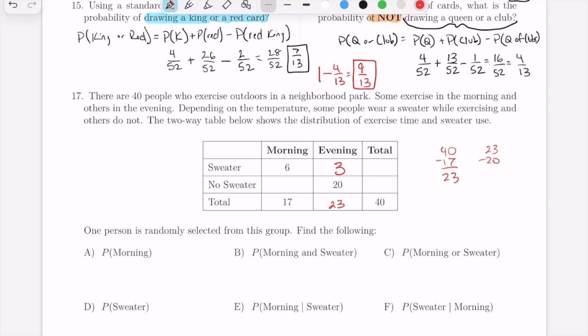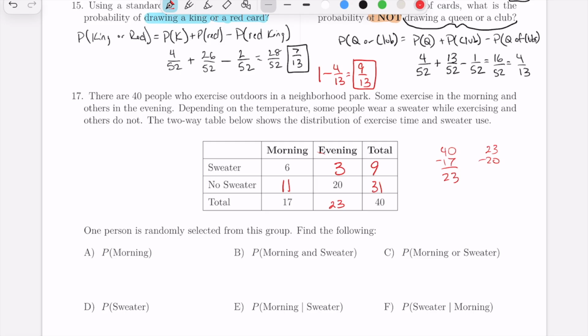The next one that I'll do probably be this one. I know that there's 6 in the morning, 3 in the evening for 9 total. And this gets to be a little trivial here. If there were 9 sweater and 40 total, then there's 31. We just subtract those. And then the last one here, this would be 11. 6 plus 11 makes 17.